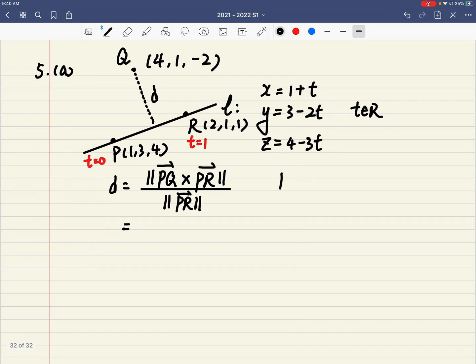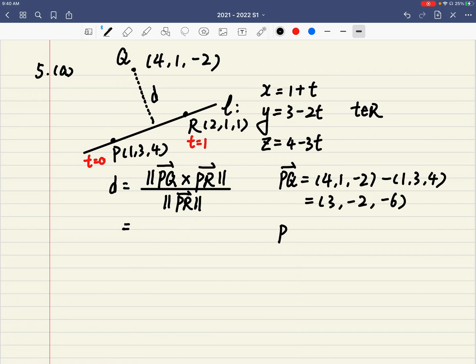So first, what is PQ? PQ is just Q minus P. It's (3, -2, -6). And PR is just R minus P, right? It's (2, 1, 1) minus (1, 3, 4). It's (1, -2, -3).